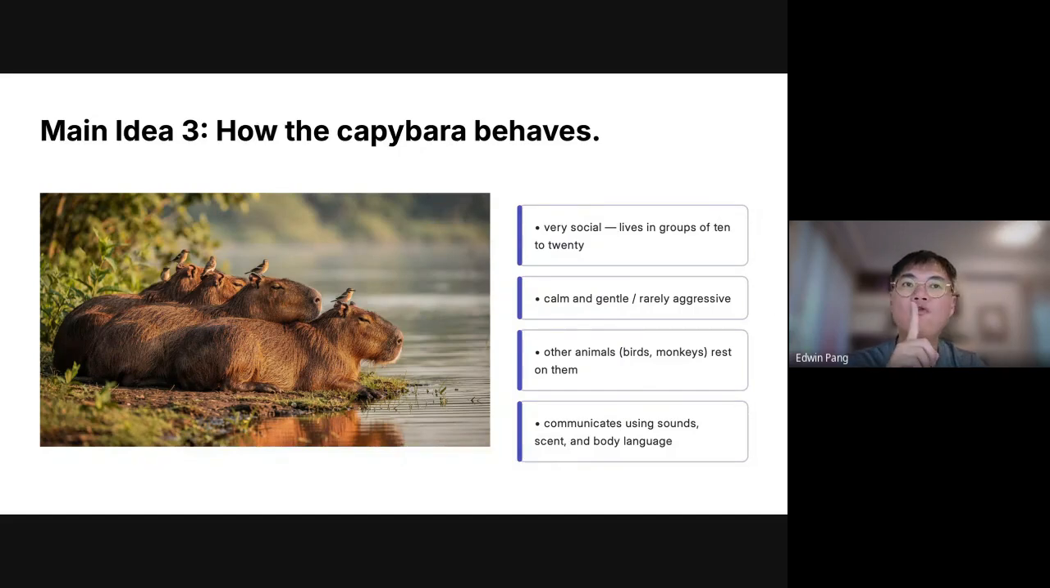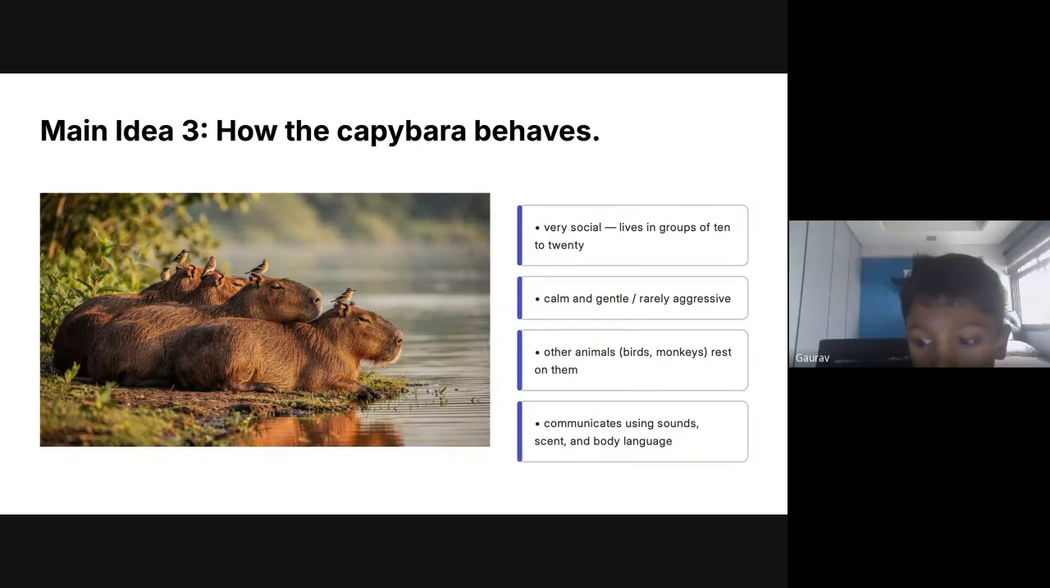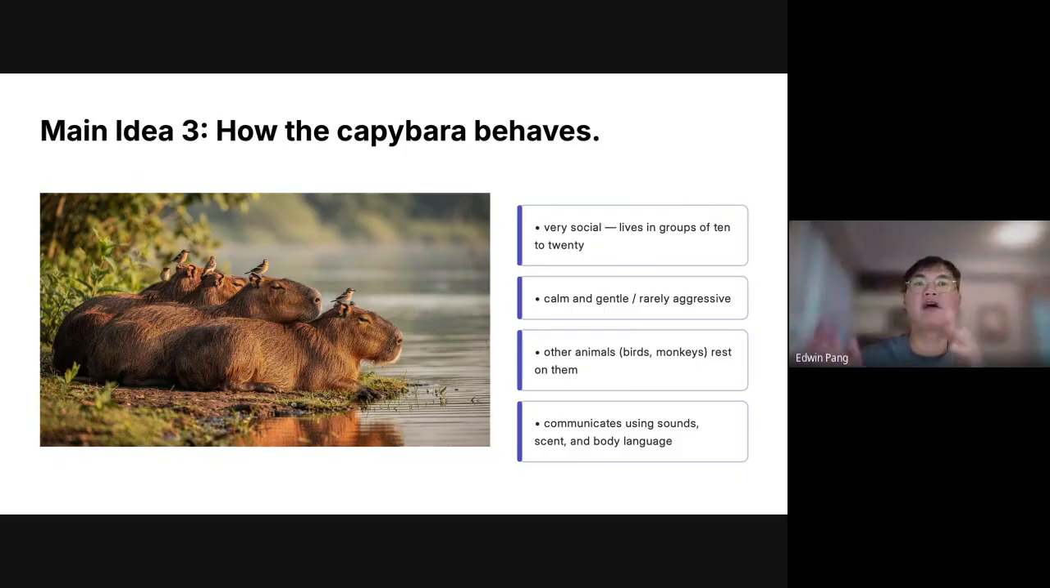Can I have one more volunteer to try another point here to expand it out again? Just so that we get used to expanding our sentences like what we did in class, okay? Someone else? Oh, Gareth, go ahead. Don't use the same point. Use a different point. Capybaras are very calm and gentle. They are rarely aggressive. Okay, capybaras are very calm and gentle, full stop. They are rarely aggressive. Wonderful.